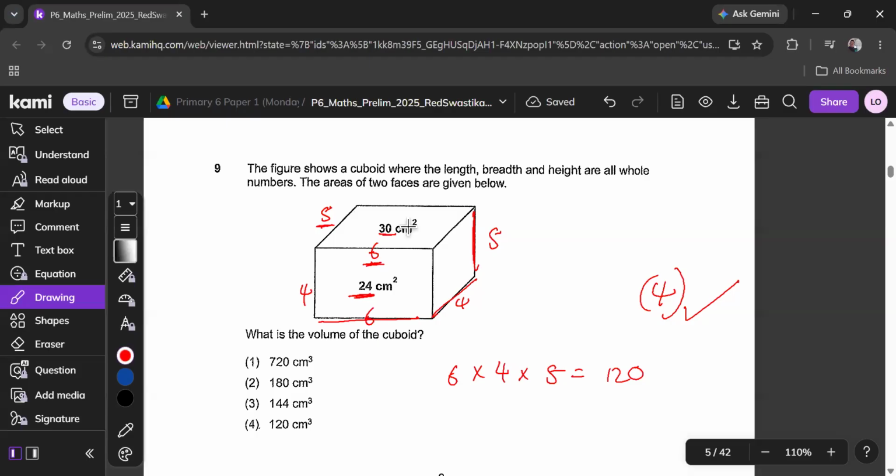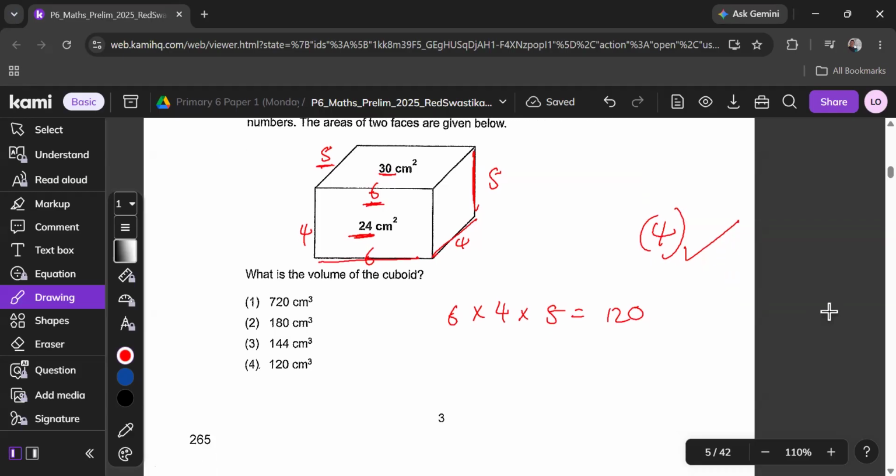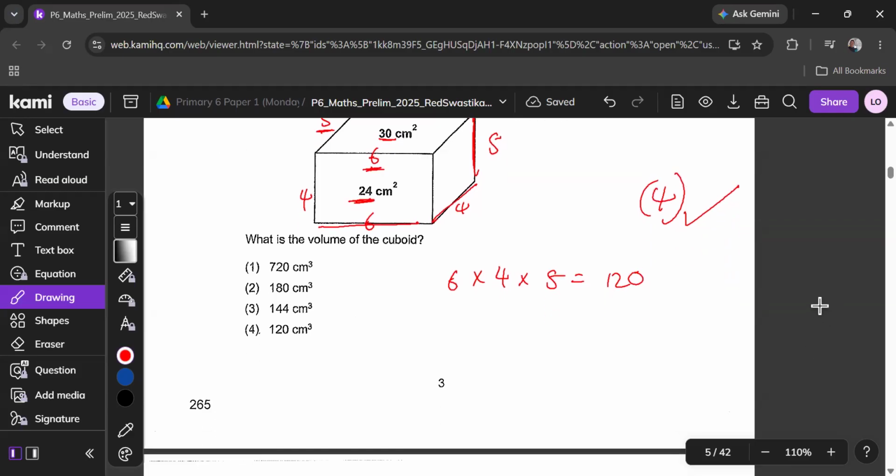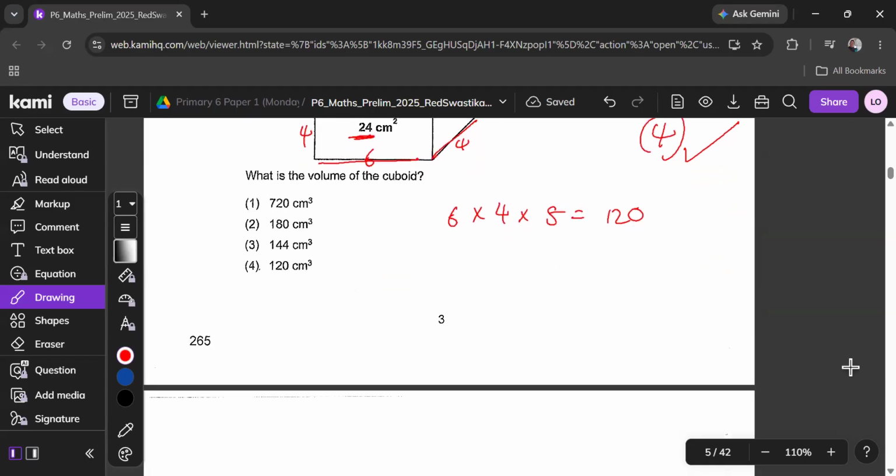Clear so far, Jayden? Understand? Make sure you all have done. You are supposed to have done it first before you do any. You should have done it first, lah. Otherwise, it's not good if you haven't done. Okay, let's go to the next one.